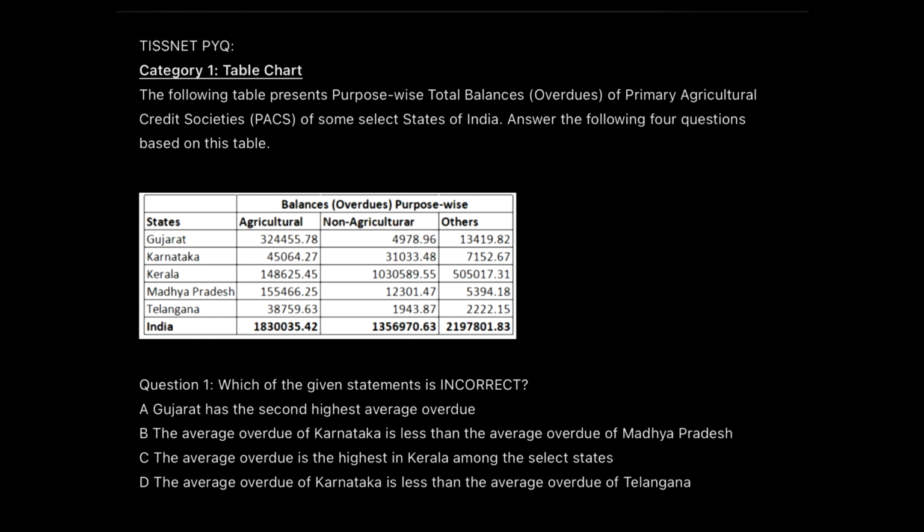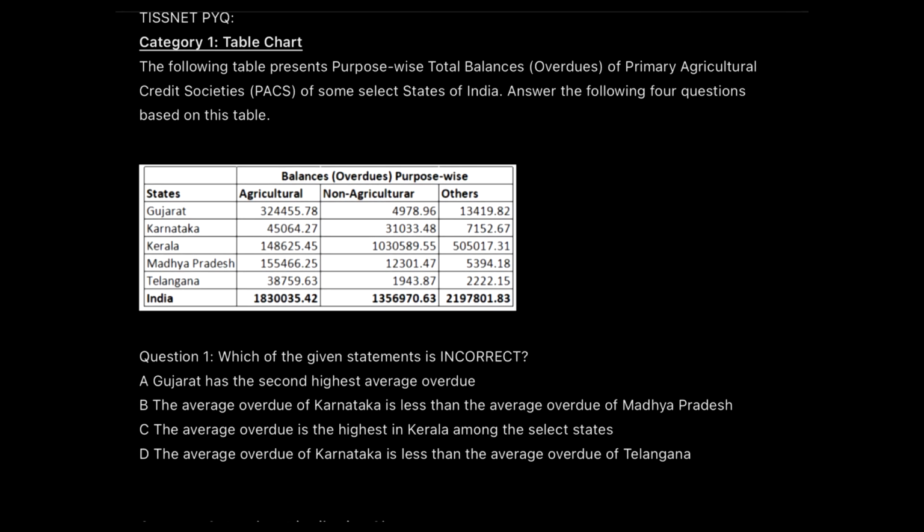Now, if they are trying to act smart, you can act smarter. How will you act smarter? You will just read the question very carefully and do the calculations keeping approximation in hand. That means if they are saying that Gujarat has the second highest average overdue, then for calculating the average, the normal process is a plus b plus c whole divided by 3. But here we see that every number will be divided by 3.